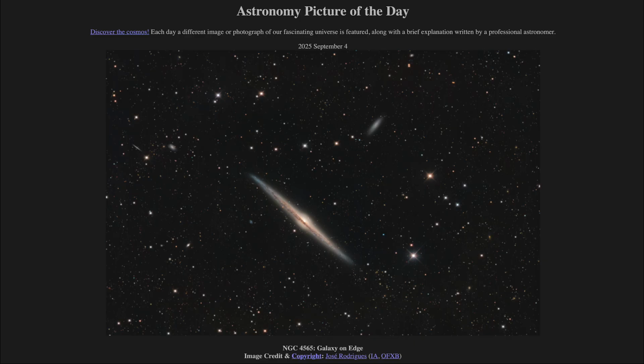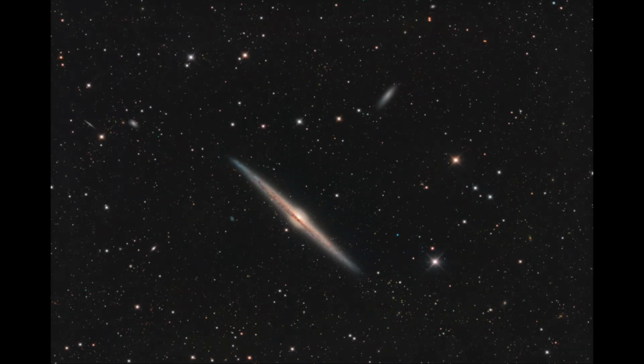Today's picture for September 4th of 2025 is titled NGC 4565, Galaxy on Edge. So what do we see here? Well, here we see an image of a spiral galaxy, and it may not look like some of the grand spirals we've looked at in the past, where you can see the flowing spiral arms going out from the center of the galaxy. Now that's because of the orientation of this galaxy relative to Earth.